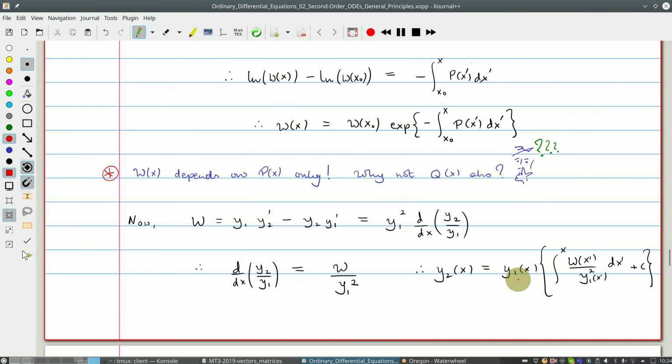Alright, so now what Abel went on to do was as follows. He said, well, the Wronskian itself, which is y1 y2 prime minus y2 y1 prime, can be written as y1 squared times d by dx of y2 over y1. Just evaluate this using the chain rule and you'll get this. So what we've got then is d by dx of y2 over y1 is equal to the Wronskian divided by y1 squared. And you can integrate now to get y2. The second solution is y1, the first solution, times the integral of the Wronskian divided by y1 squared, plus some constant.